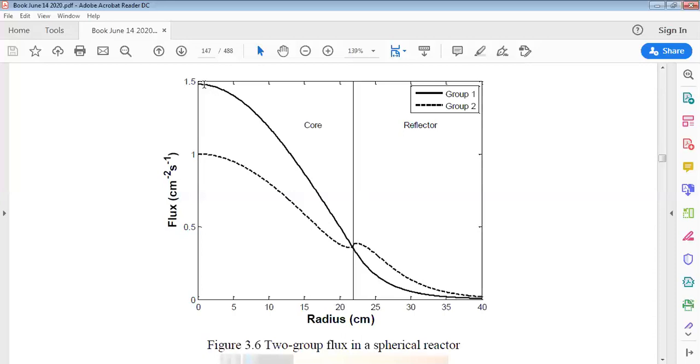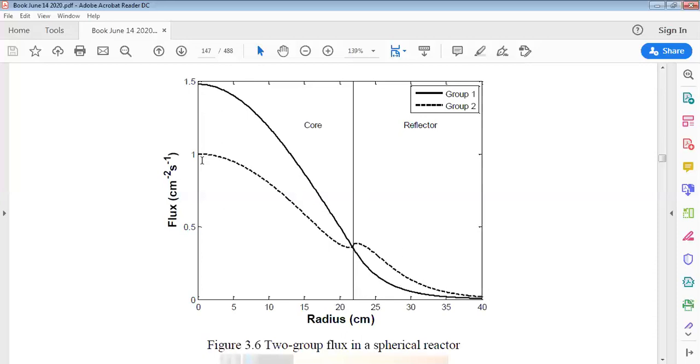So the fast flux dies out. Remember, fission took place here, but those neutrons went in that group. So now they die out over here. They die out over here. They don't leak because they're too strong. They're too energetic. They go right through the reflector and they go straight. Nothing stops them. Nothing sends them back.